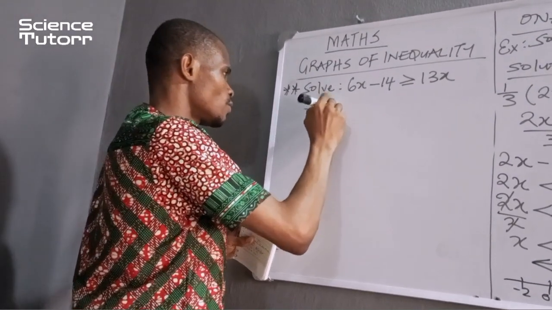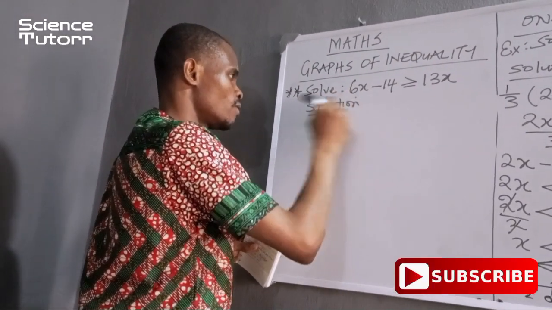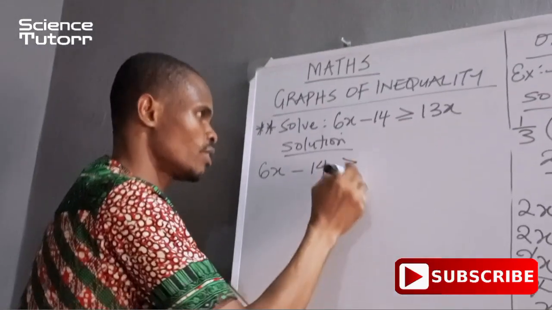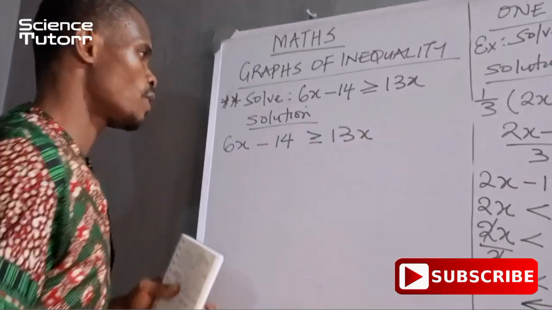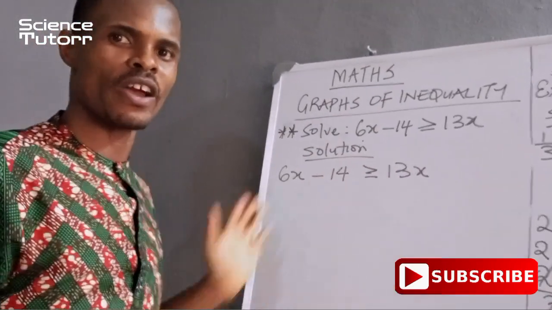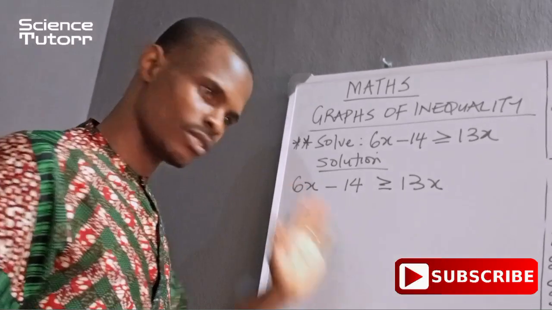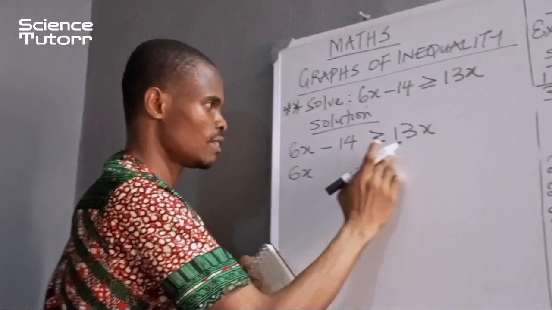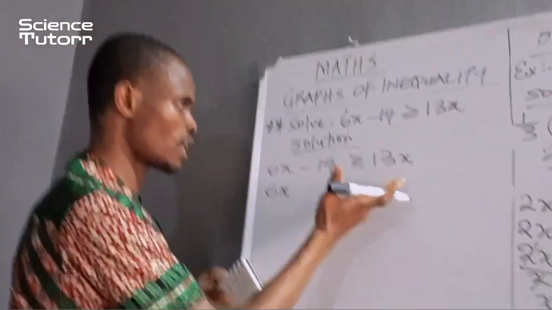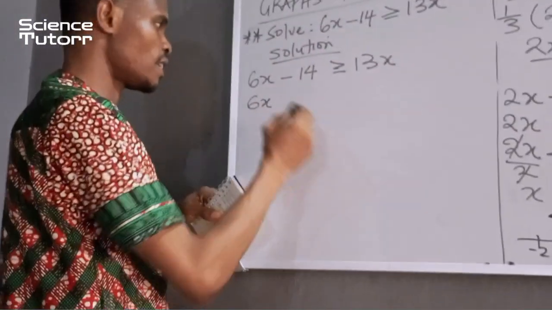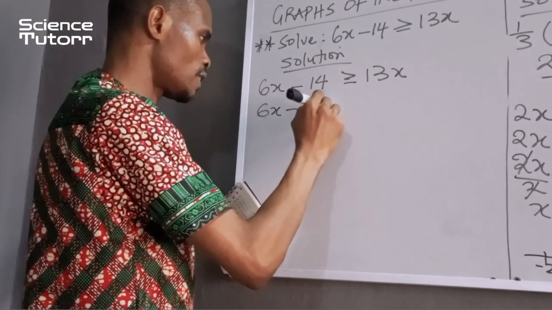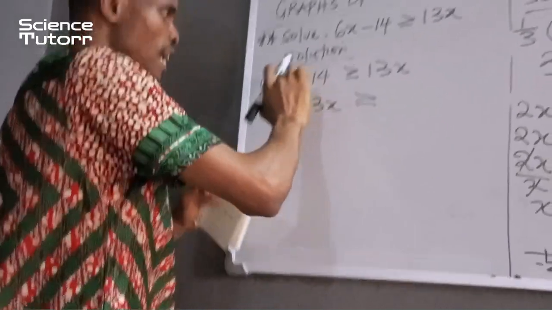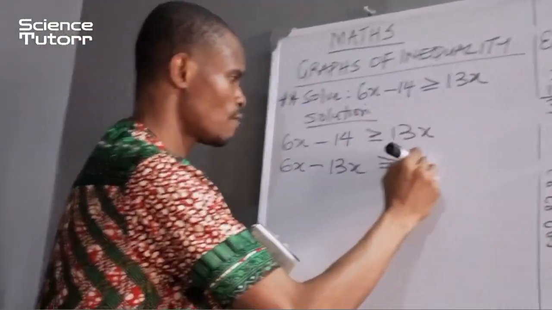We have a solution. 6x minus 14 is greater than or equal to 13x. Now it is always advisable to move your x to the left hand side. So on the left hand side I have 6x, on the right hand side I have 13x. So I move 13x to the left hand side, it is going to be a negative 13x, is greater than or equal to minus 14 on the left hand side moves to the right hand side and it becomes 14.